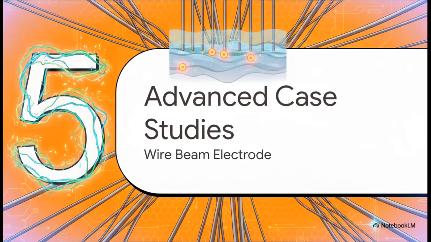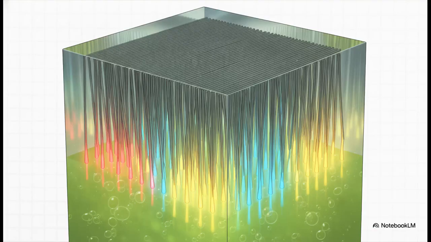Let's move to our final segment, Section 5, Advanced Experimental Case Studies, featuring the wire beam electrode, or WBE. For our grand finale, researchers took a really ingenious approach. Instead of using one solid block of metal, they embedded 100 tiny carbon steel wires into an epoxy resin to create a wire beam electrode.